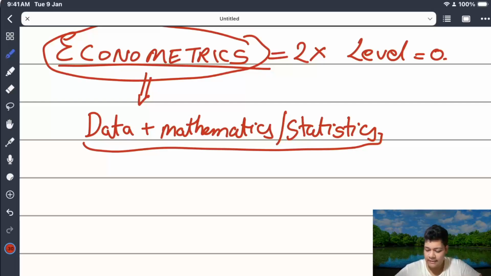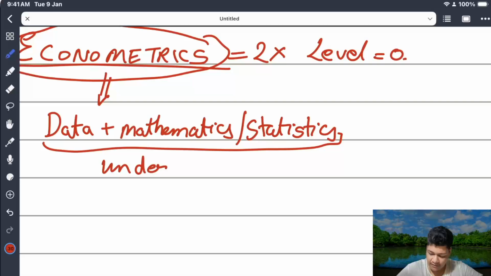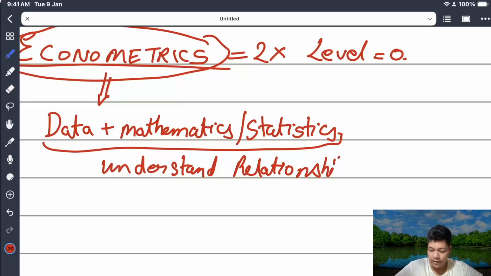So first, econometrics is basically data plus mathematics or statistics to understand a relationship, and thereafter making predictions. So we have understood the definition of econometrics.